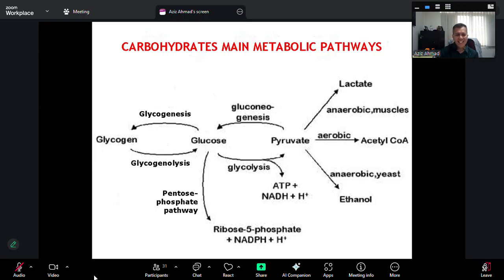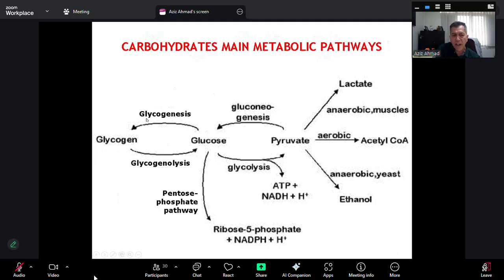Now go back to living things. In another form, carbohydrates' main metabolic pathway. Look here. Glycogen, which is our stored carbohydrate, proceeds with glycogenolysis, and you produce glucose. Then from glucose we undergo glycolysis, and we get pyruvate. Pyruvate, if reversed, can go through gluconeogenesis to glucose. And from glucose, using insulin, we can get back the glycogen.